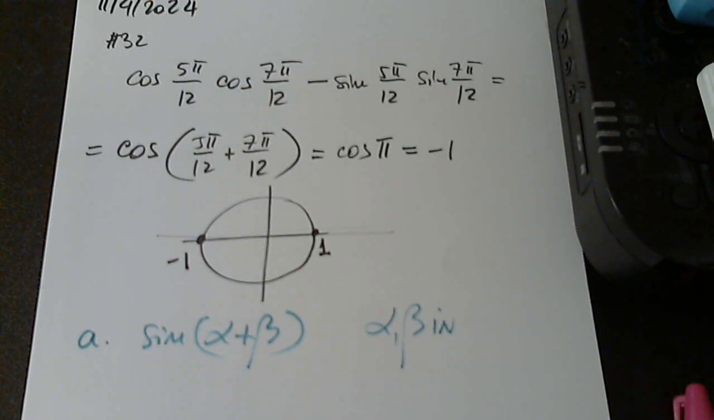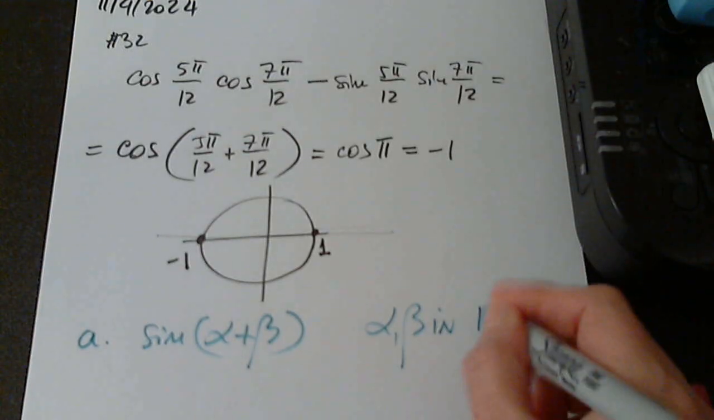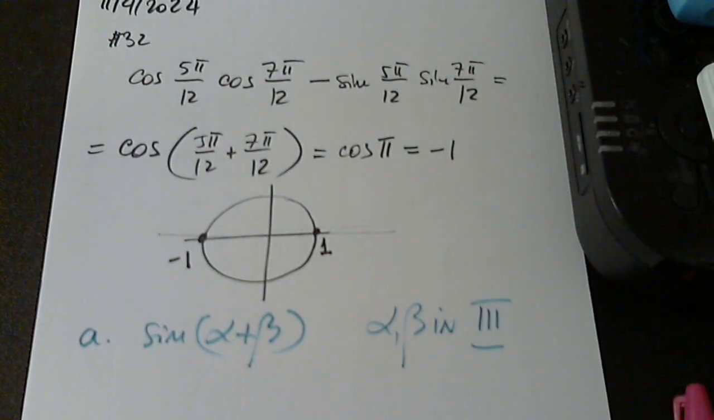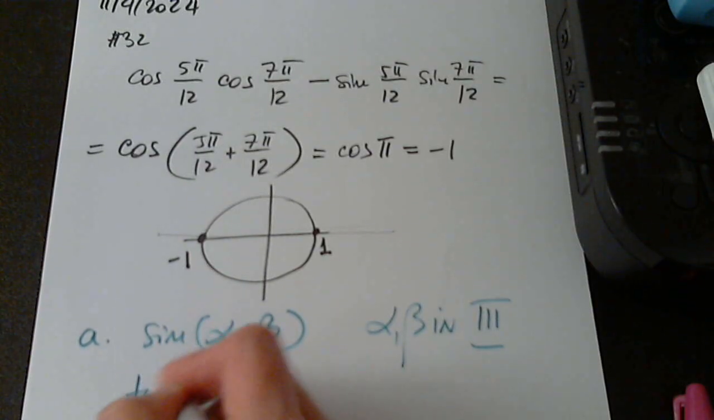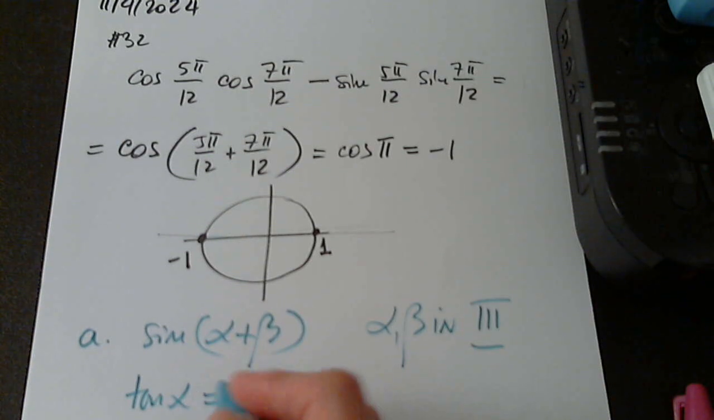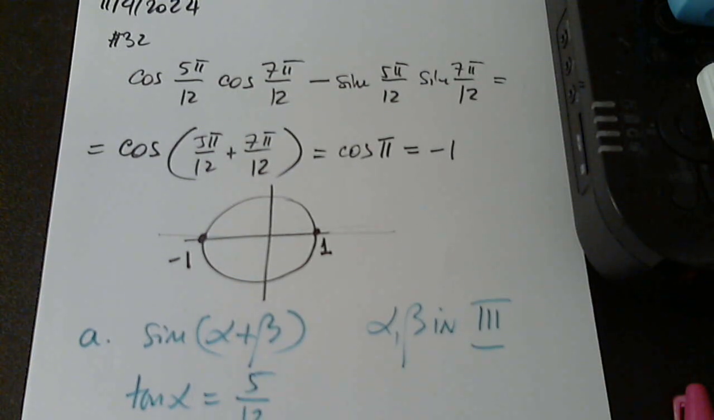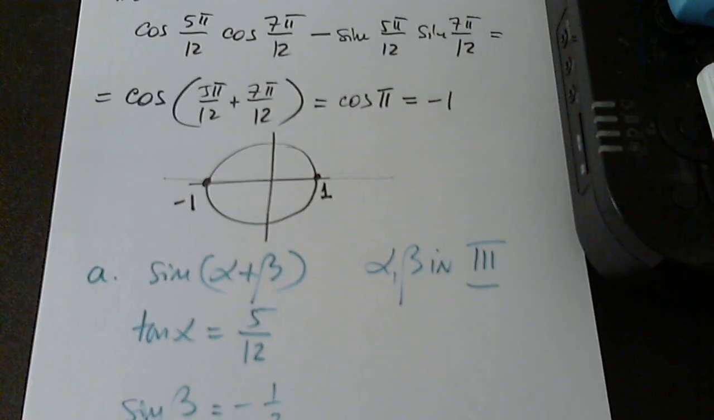Three. Which one? 3. Excellent. Good. So now we are given also that tangent alpha equals 5 over 12. And we're also given that sine beta is -1/2. Good. Where is the starting point here? What do I need to do first?